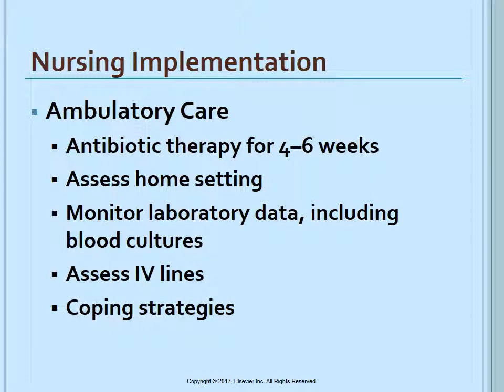IE generally requires treatment with antibiotics for 4 to 6 weeks. After initial treatment in the hospital, the patient may continue treatment at home if hemodynamically stable and compliant. Assess the home setting for adequate support. Patients who receive outpatient IV antibiotics will require vigilant home nursing care. Monitor laboratory data to determine the effectiveness of antibiotic therapy. Ongoing monitoring of the patient's blood cultures is necessary to ensure destruction of the infecting organism. Assess IV lines for patency and signs of complications, for example, phlebitis.